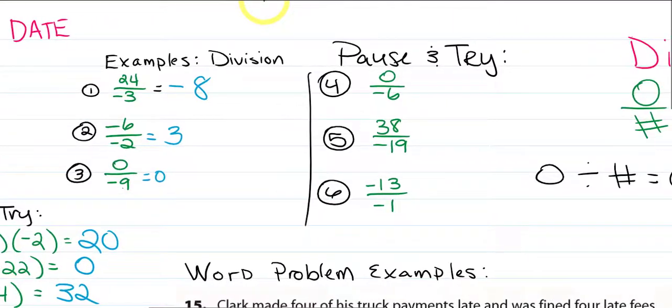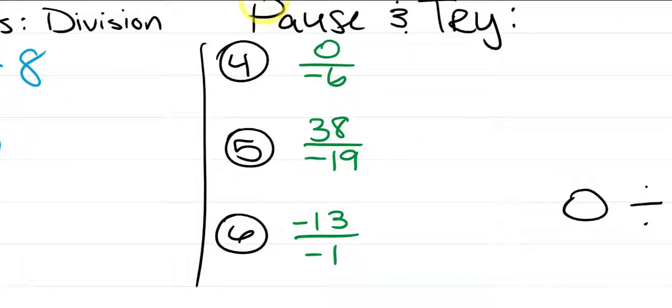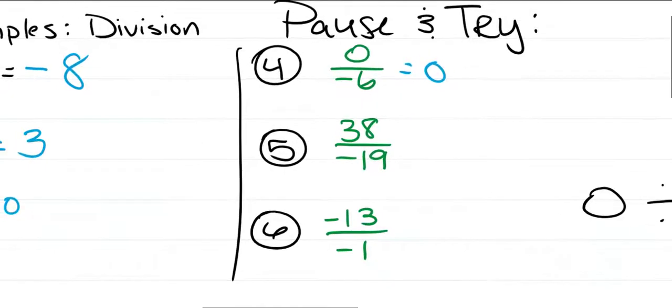Okay, we've got 3 problems here, numbers 4, 5, and 6, for you to pause and try on your own. Remember to refer to your chart. Okay, now that you've paused them and tried them on your own, I'll do them with you. So in number 4, we have another division with 0. 0 divided by -6 is just going to equal 0, and 0 doesn't carry positive or negative numbers.